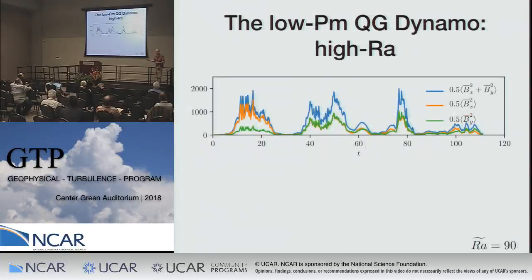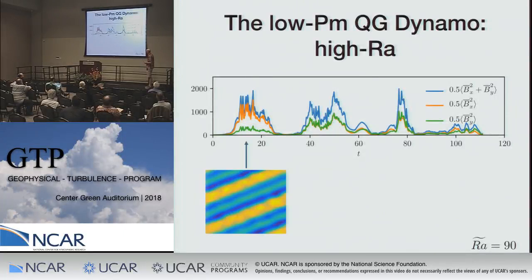At higher Rayleigh numbers, you get something that's a bit more interesting. This plot again shows the magnetic energy versus time at a Rayleigh number of 90, so it's relatively strongly forced. Again, we're showing the total in blue, and then we've broken up the x and y components into separate curves here. You can see that the magnetic energy has these cycles of growth, hits very high values. These are extremely large magnetic energies, grows, decays. Why does it do that? There's an interesting thing that happens.